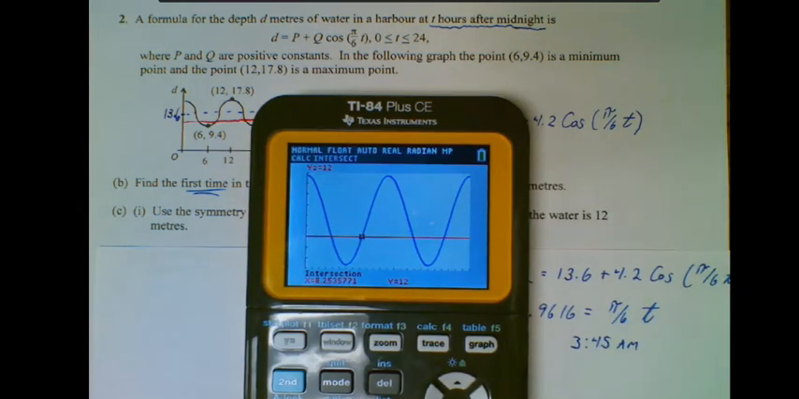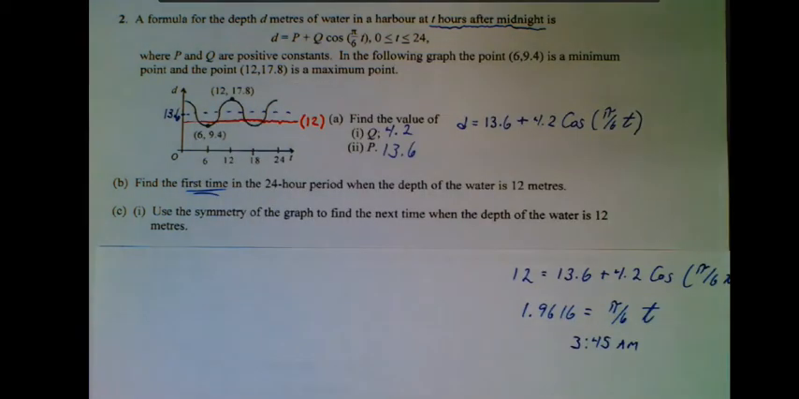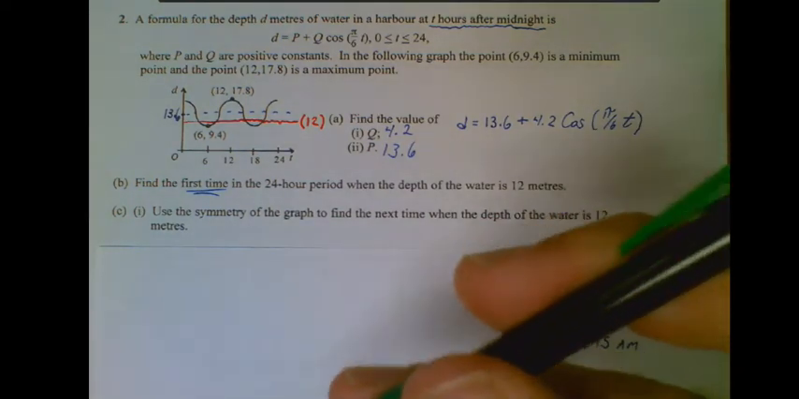I would still convert that into minutes by multiplying my decimal times 60. But this is the next point of intersection. That was a really easy, quick thing to get with the use of my calculator. So that's certainly an easy way of doing it, and you can do that. The other way would be if they say to use the symmetry of the graph.